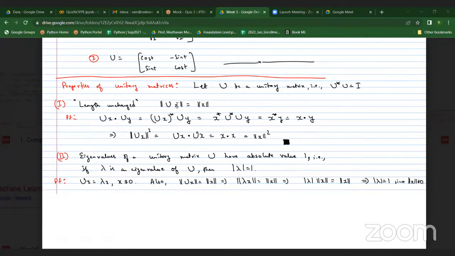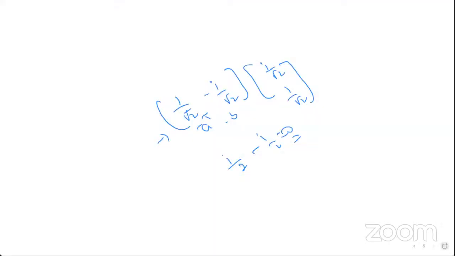Right. So what if this is for an eigenvector? Ux will be equal to lambda x, right? This is the definition for the eigenvector, right?